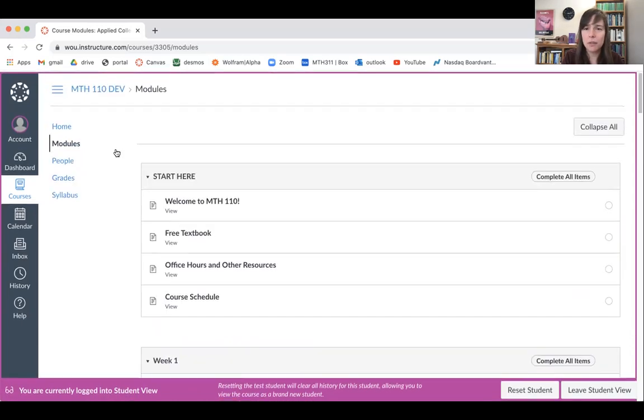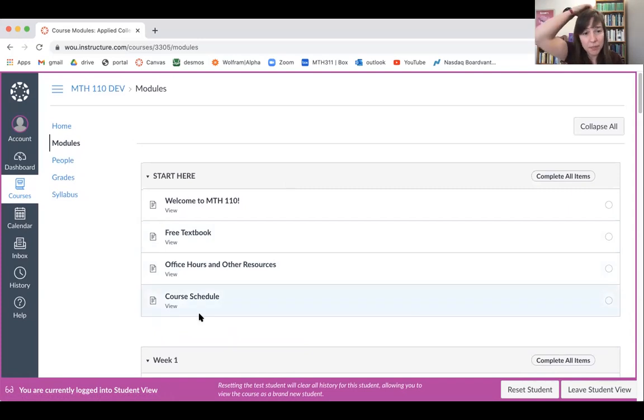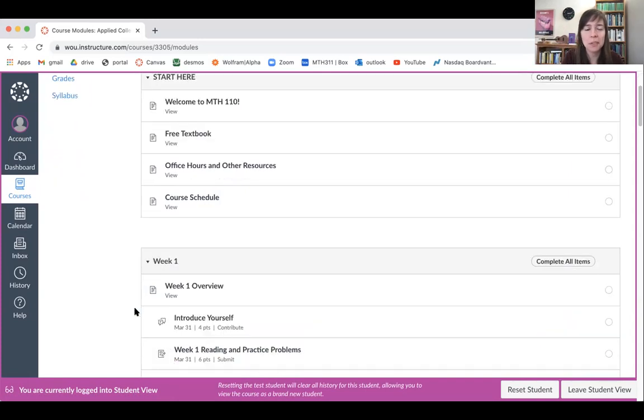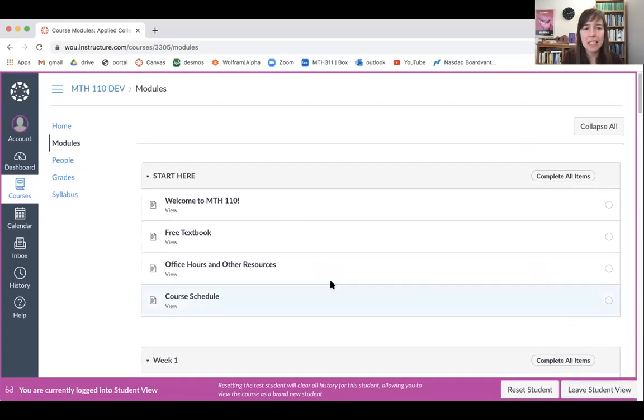But let's begin with this Start Here module. This is actually to be completed before you do any of the weekly tasks that I was talking about, your Wednesday, Friday, Sunday schedule. This is just to help you get oriented. So this Start Here module is just an information dump, essentially, but let's go through it. So let's click on this.